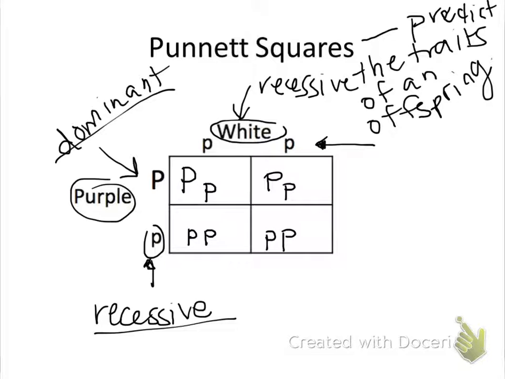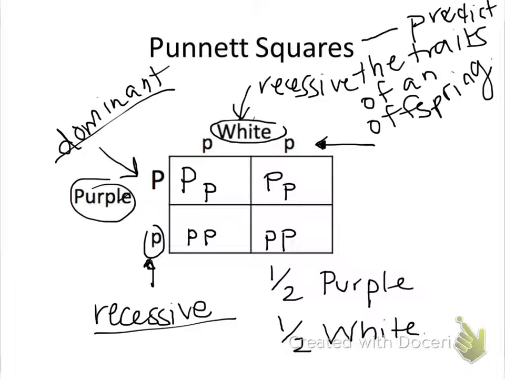What does that tell us about the offspring of these two flowers? That tells us that half the offspring they should have will be purple. So half the offspring will be purple and half will be white. How do I know that?